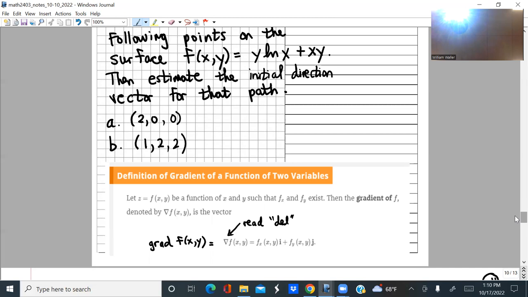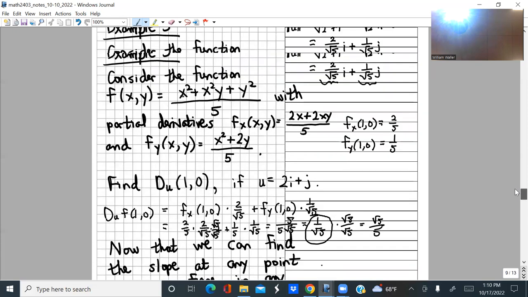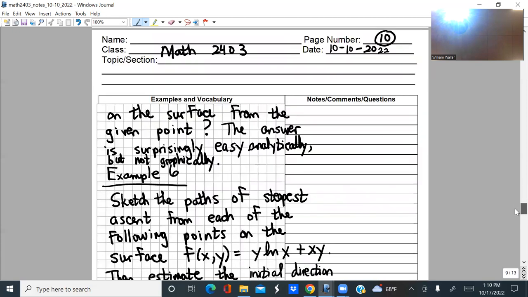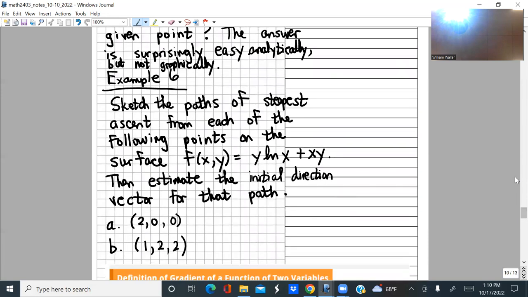But that formula is extremely useful because this is very difficult to determine from pictures. Let me show you an example just to finish off here before we actually use it. Here's an example that I skipped over very quickly because this is just an illustration. It says, sketch the paths of steepest ascent or descent from the following points on this surface and see if you can estimate from what you draw what is the right vector.